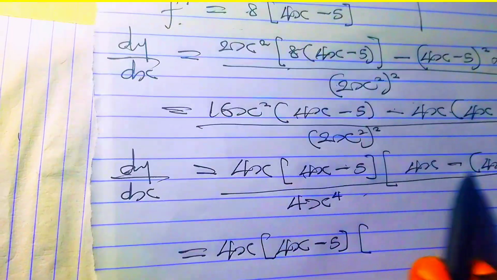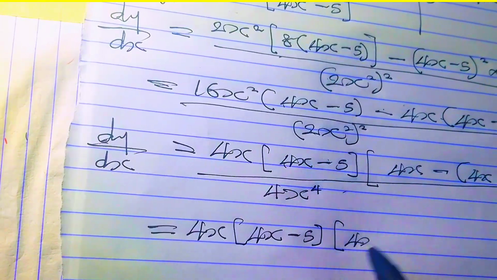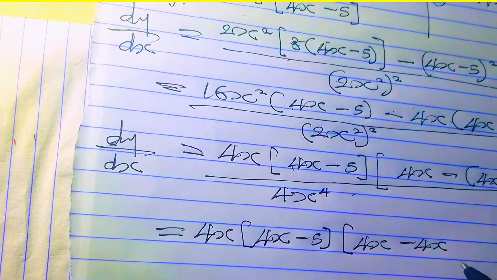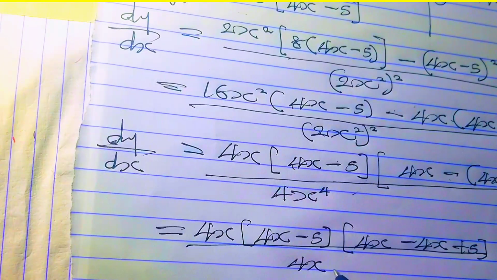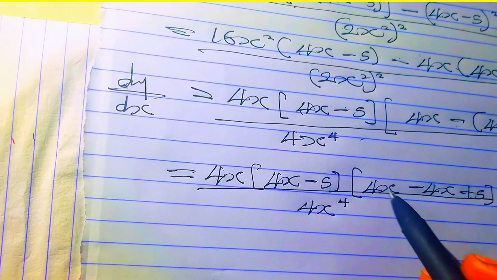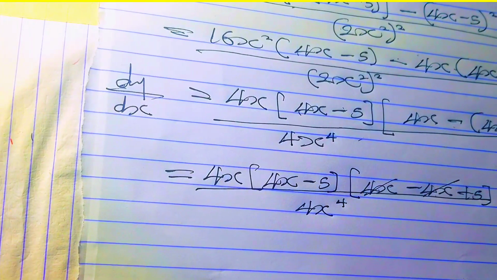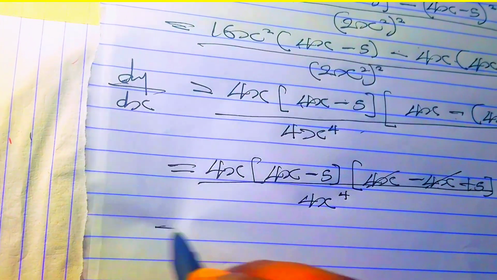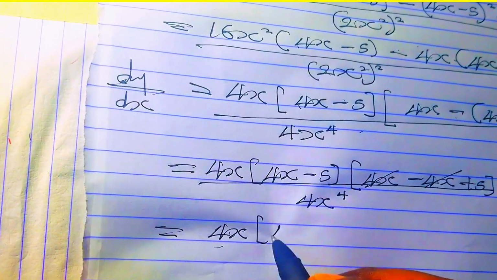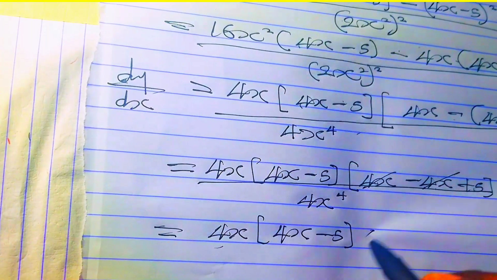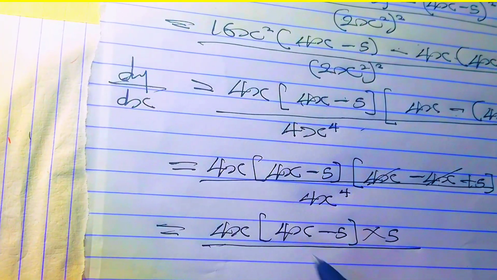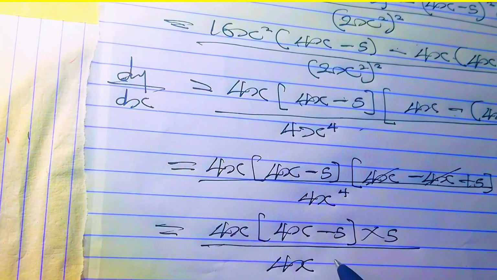And then here, we can actually open the bracket. And then we have 4x minus 4x minus times minus here. That's plus 5. In the bracket, 4x raised to the power of 4. And then we can actually get rid of this 4x minus 4x. That's going to be 0. And therefore, what we have left is 4x in a bracket 4x minus 5, and then multiplied by 5, everything over 4x raised to the power of 4.